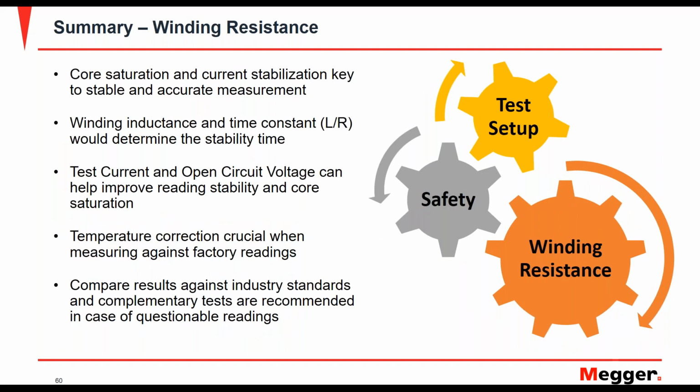As far as winding resistance is concerned, we saw that core saturation and current stabilization are key to have an accurate and stable resistance measurement. You can have situations where the winding inductance will drive the amount of time that it will take for the resistance measurement to stabilize. So by selecting the proper test current and open circuit voltage, you can get improved stability and core saturation, which will give you an accurate and fast winding resistance measurement.